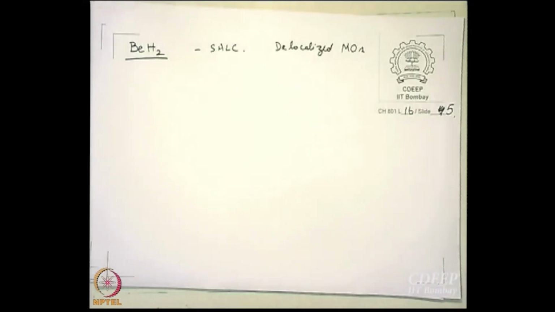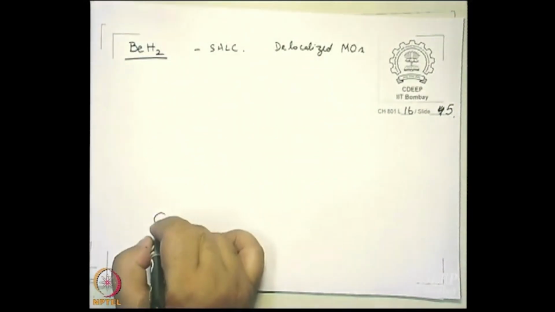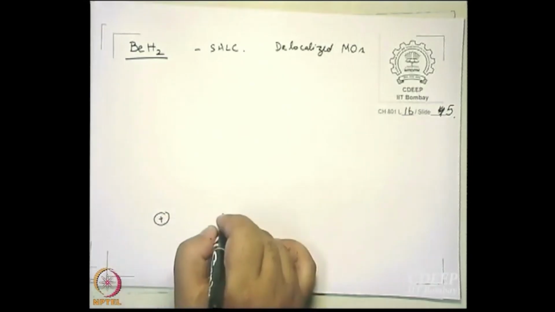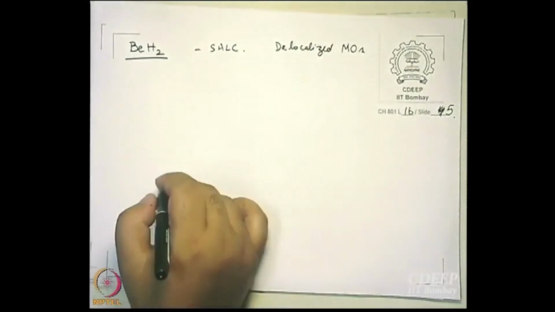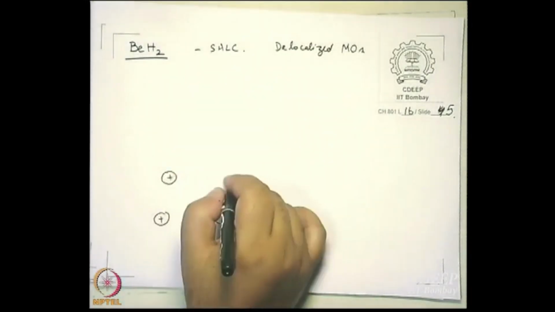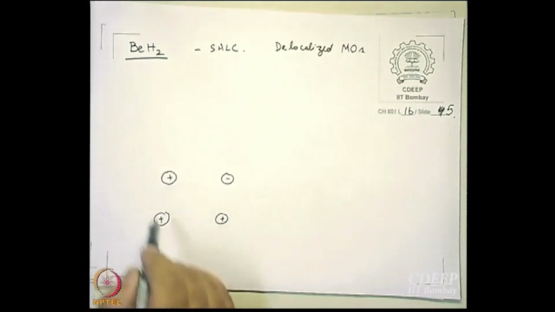Which s? 1s, right? So what I will try to do is see in how many ways I can arrange these 1s orbitals. One that I can think of is plus and plus. The other that I can think of is plus and minus. Can you think of any other combination? Minus and minus is just minus of plus and plus, and minus and plus is just minus of plus and minus, right? So these are the two basic combinations.